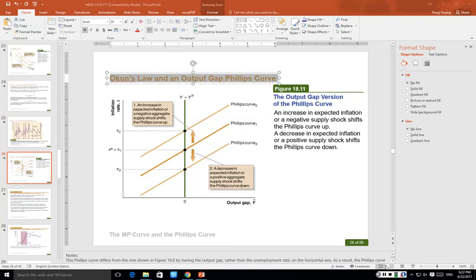So now let's study the outcome loss and the output gap Phillips curve. Before we study this, let's look at the regular Phillips curve.